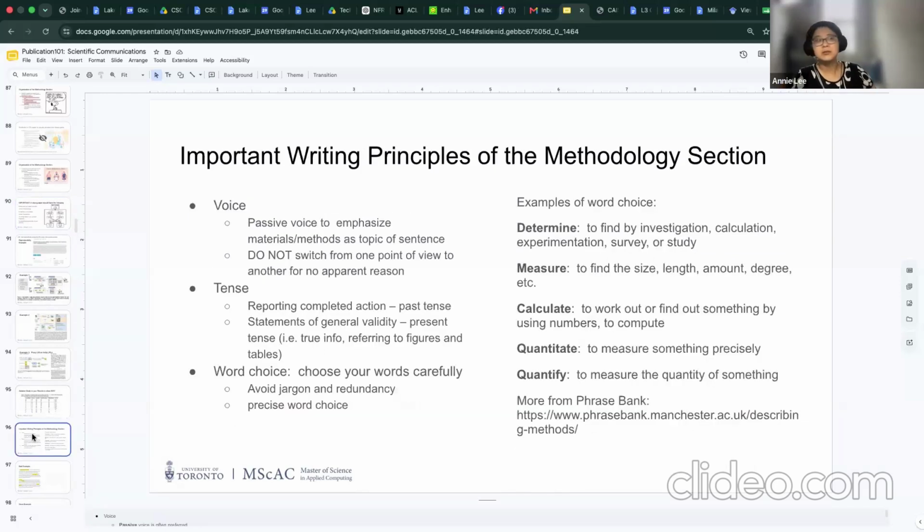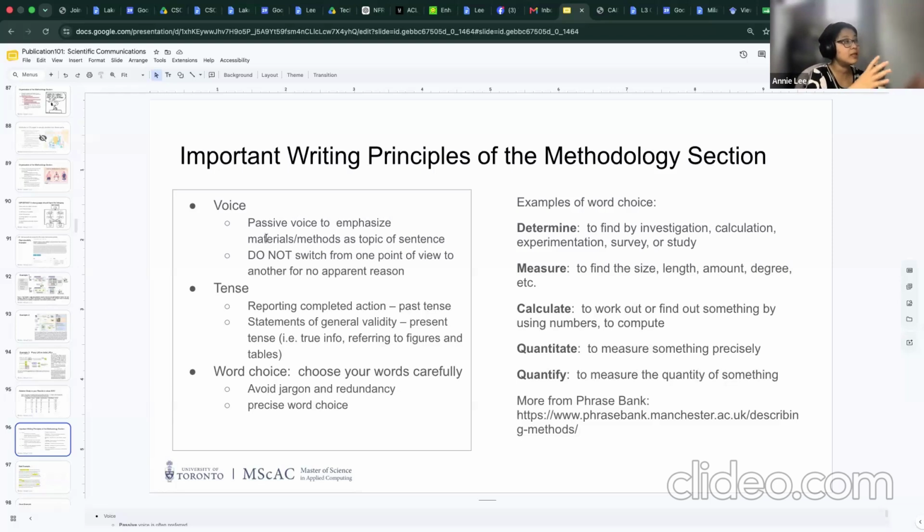So here are some important principles of writing the methodology section. In terms of the grammatical voice, you can use passive voice, or you can use "we did this, we did that," but don't switch your point of view, right? Once you pick one, stick to it.